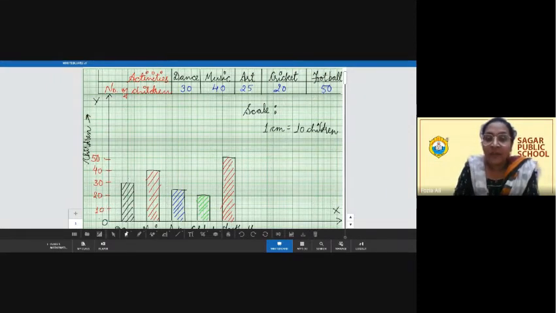The second important thing is that the height of the bars represents the frequency of the observations. If more children enjoy an activity, that bar will be greater in height. The spacing between the bars should be the same throughout. The thickness or width of the bars should also be the same. You cannot make thinner and thicker bars in a single bar graph. So you need to keep these things in mind.